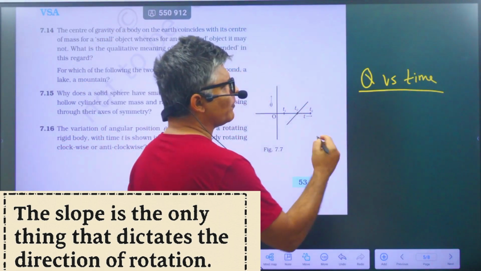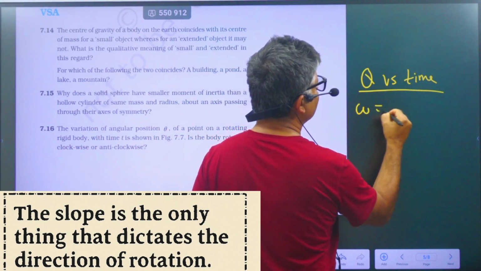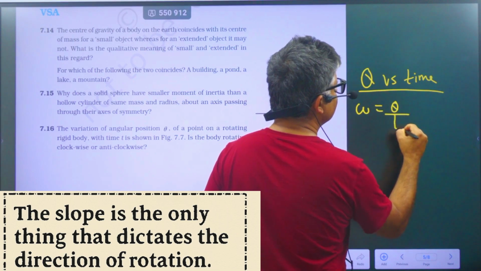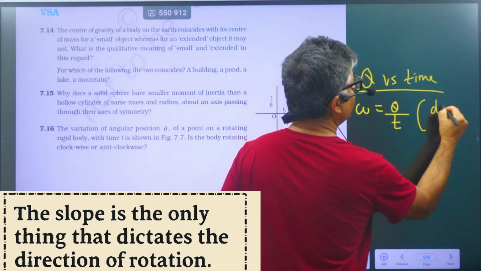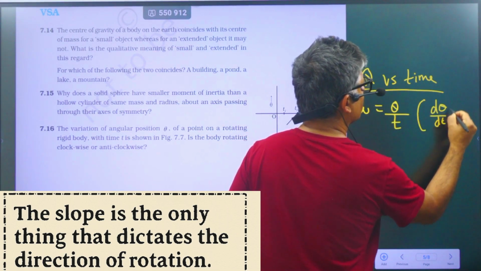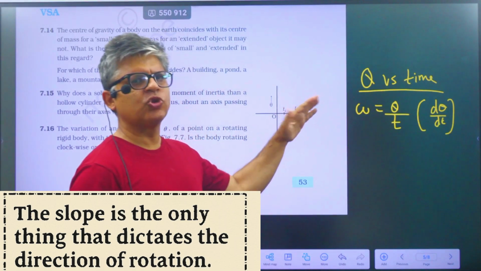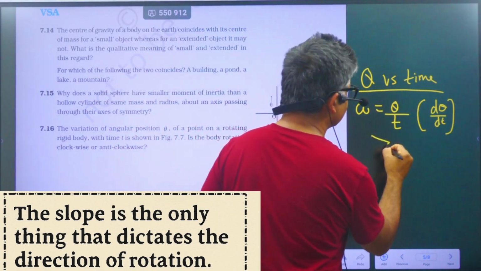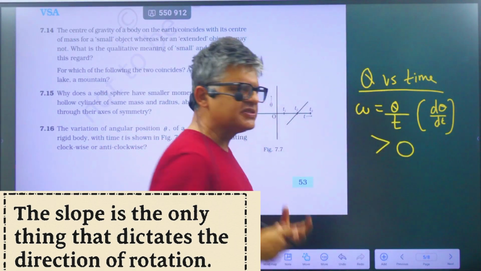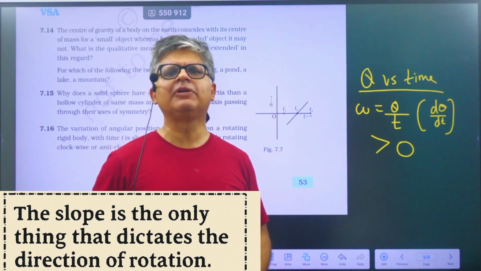And what does the slope represent? The slope is basically theta by t, right? You can see that the slope of this line is greater than 0. This is the only information which is available to us.